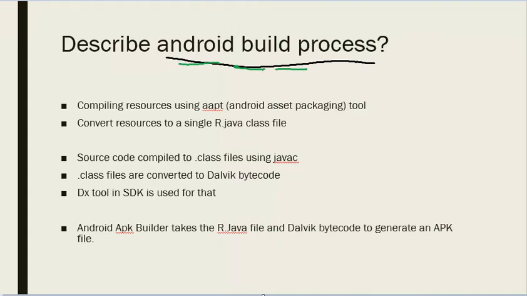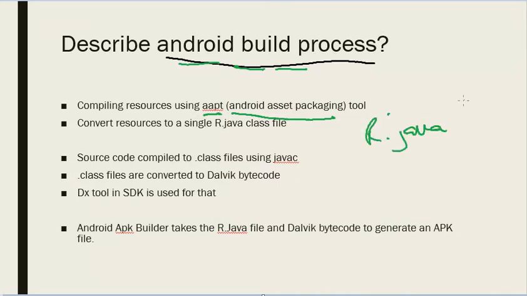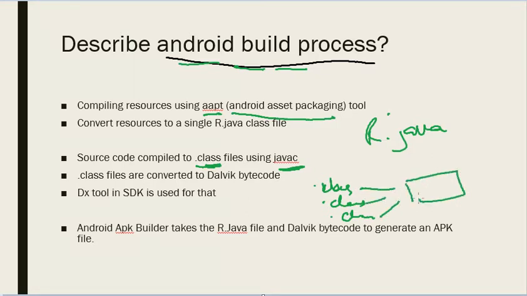It is a two-step process. First, you have the Android Asset Packaging tool, called AAPT, which converts all of your resource files into one R.java class file. Then the Java files are converted into .class files by using the javac compiler. The different .class files are then combined into one .dex file using the Dalvik DX tool in the Android software development kit. This is called Dalvik bytecode, the .dex file.